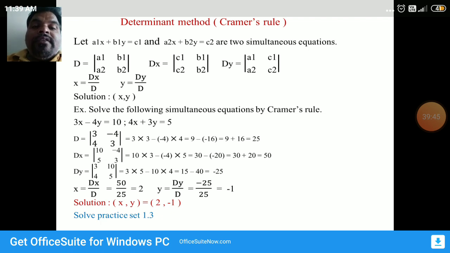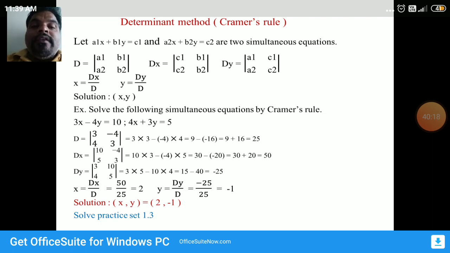The equations are 3x minus 4y is equal to 10. Second equation, 4x plus 3y is equal to 5. In Cramer's rule, first you write the given equations in the form a1x plus b1y is equal to c1, that is ax plus by is equal to c. Then you write the first determinant D.